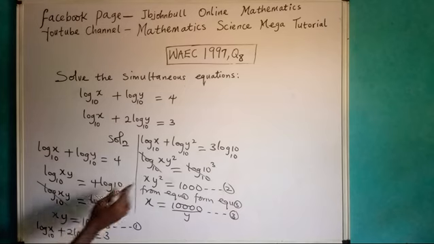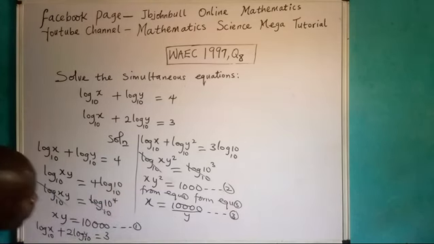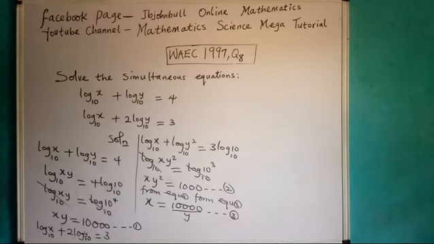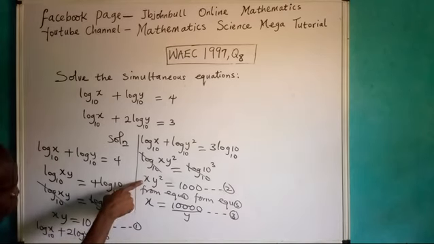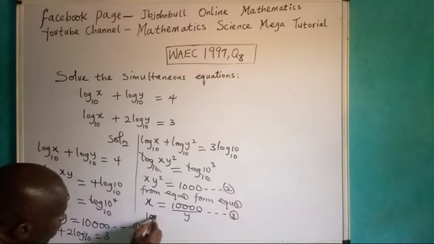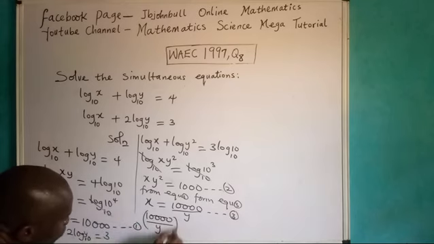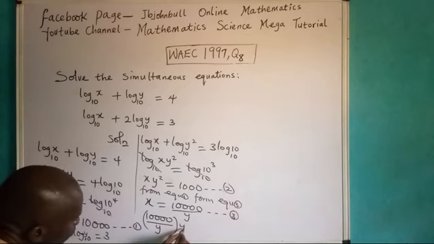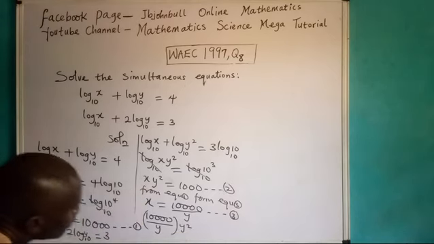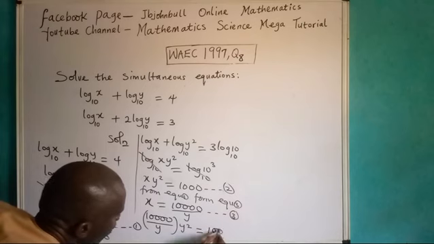It means that wherever I have x, I will have to put this one there, that is to say 10,000 over y. So let me now substitute. Putting it into equation 2, I have 10,000 over y, I'll have to close the bracket, times y squared equal 1,000.